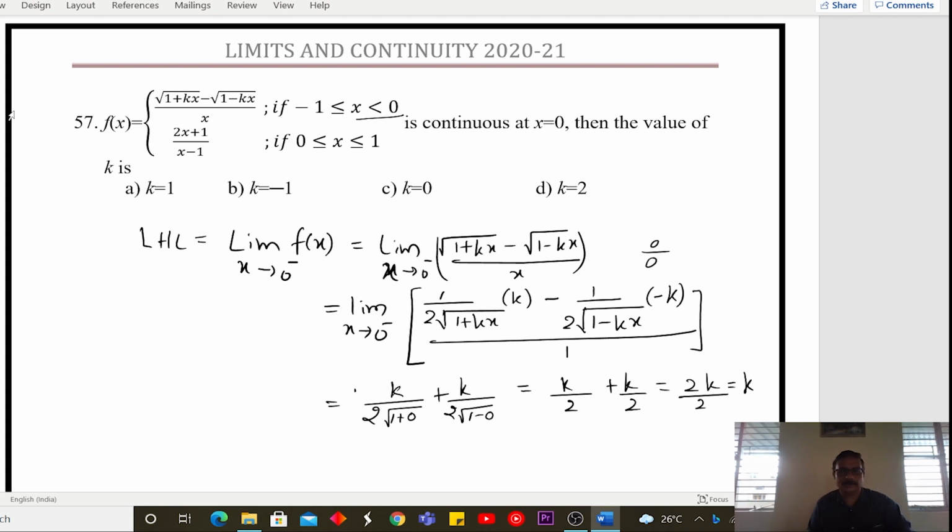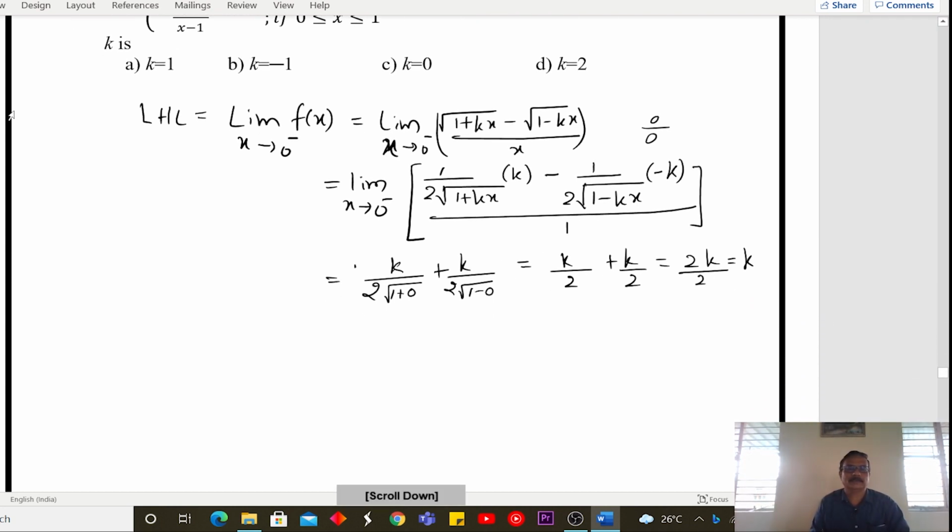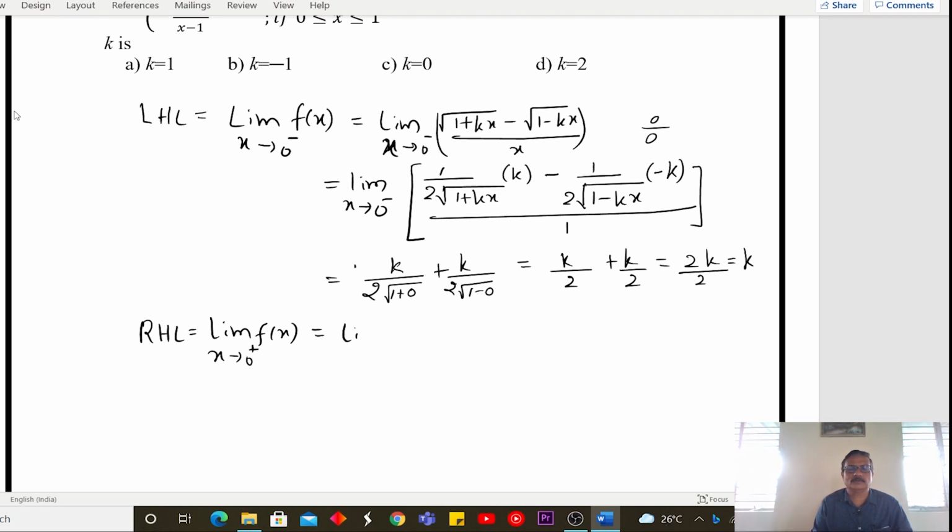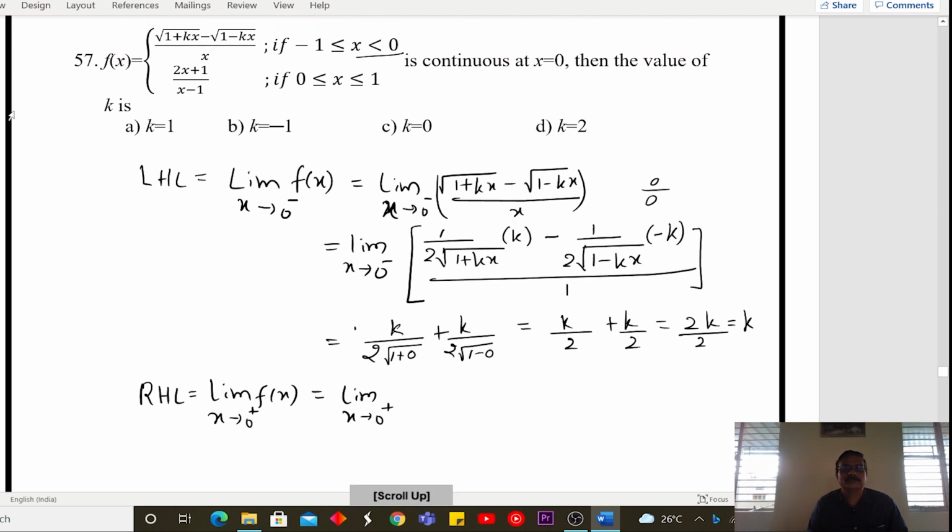This is LHL. Then to find RHL, RHL is equal to the limit of f of x as x tends to 0 plus. 0 plus means select the function f of x such that x is more than 0. Here, 0 less than x is nothing but x more than 0.